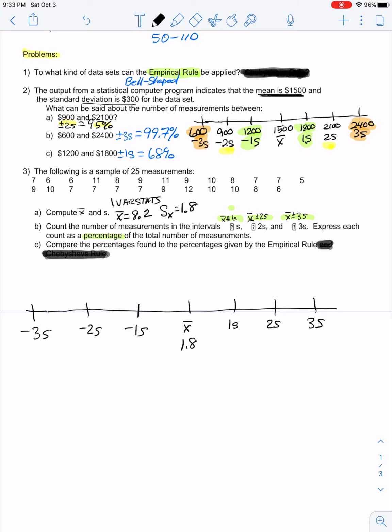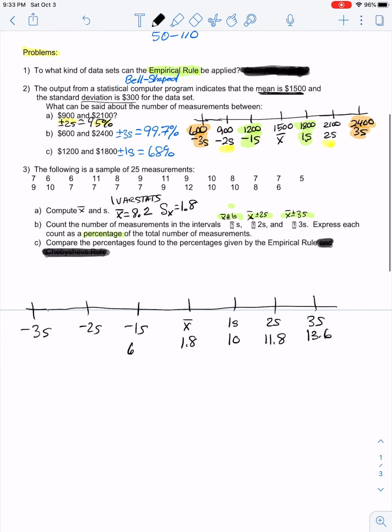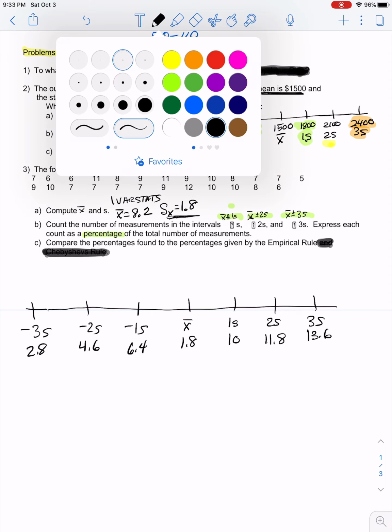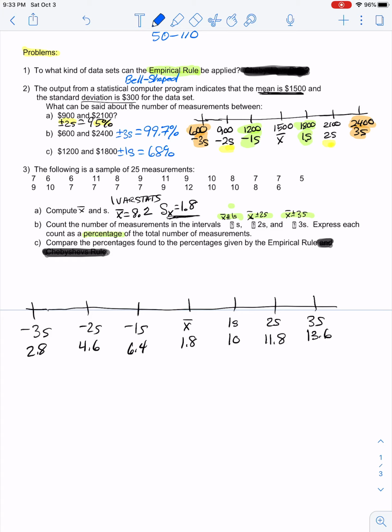Going to the right, my values are 10, 11.8, and 13.6. Back to the left, I'm at 6.4, 4.6, and then 2.8. Again, I'm just adding and subtracting the standard deviation that I calculated from the calculator. Then I sorted my data so that I can see it from small to large, so I can plot values in the appropriate compartment.